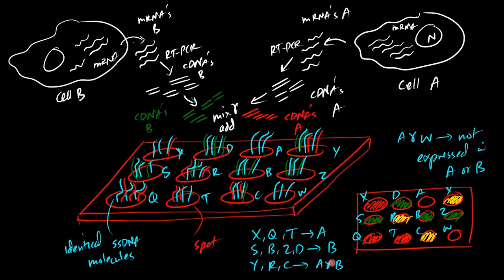Okay, so we have 4 cases. X, Q, T expressed only in cell A, S, B, Z, D expressed only in cell B, Y, R, C expressed in both cells, A and W not expressed in either A or B. Okay, so this is how to compare the differential gene expression between 2 different types of cells.